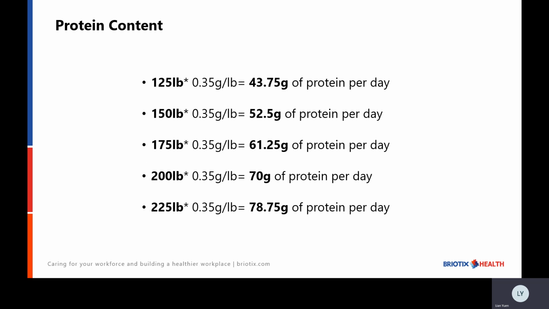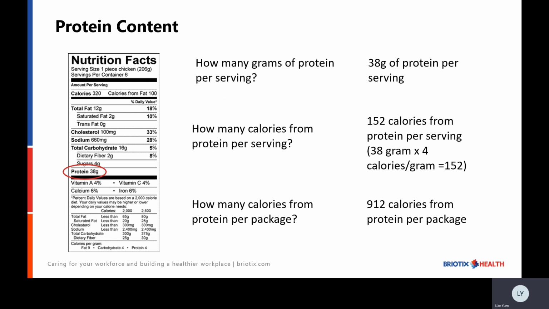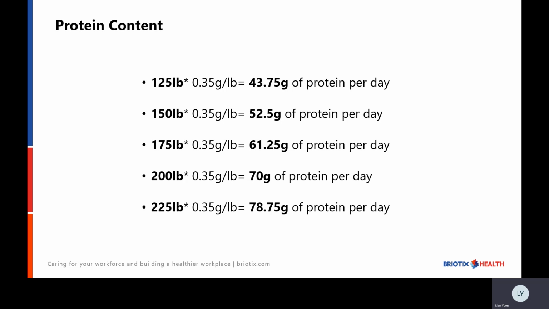And this is a chart of typical goals for protein consumption dependent on body weight. So you'll want to look at the appropriate amount. If your particular weight isn't listed here, you can always take your body weight in pounds and multiply that by 0.35 approximately to get your protein goal for the day. But if you look back here, each one of these servings is 38 grams of protein. So if you eat 1 or 2 of these, you're well on your way to hitting your protein goal for the day.